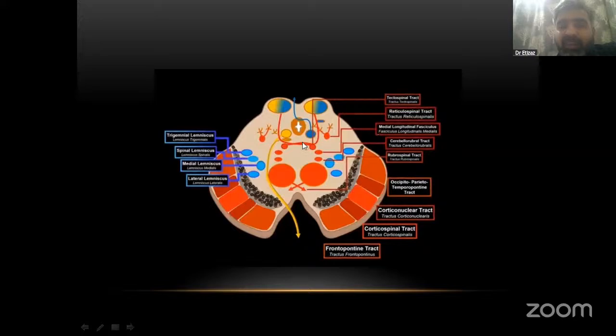So this is the tectospinal tract. With the help of the superior colliculus, it comes, and this is the nucleus of the fourth nerve. This is the nucleus of the third nerve. This is the reticular formation. This is the inferior colliculus area. So these are the tracts.